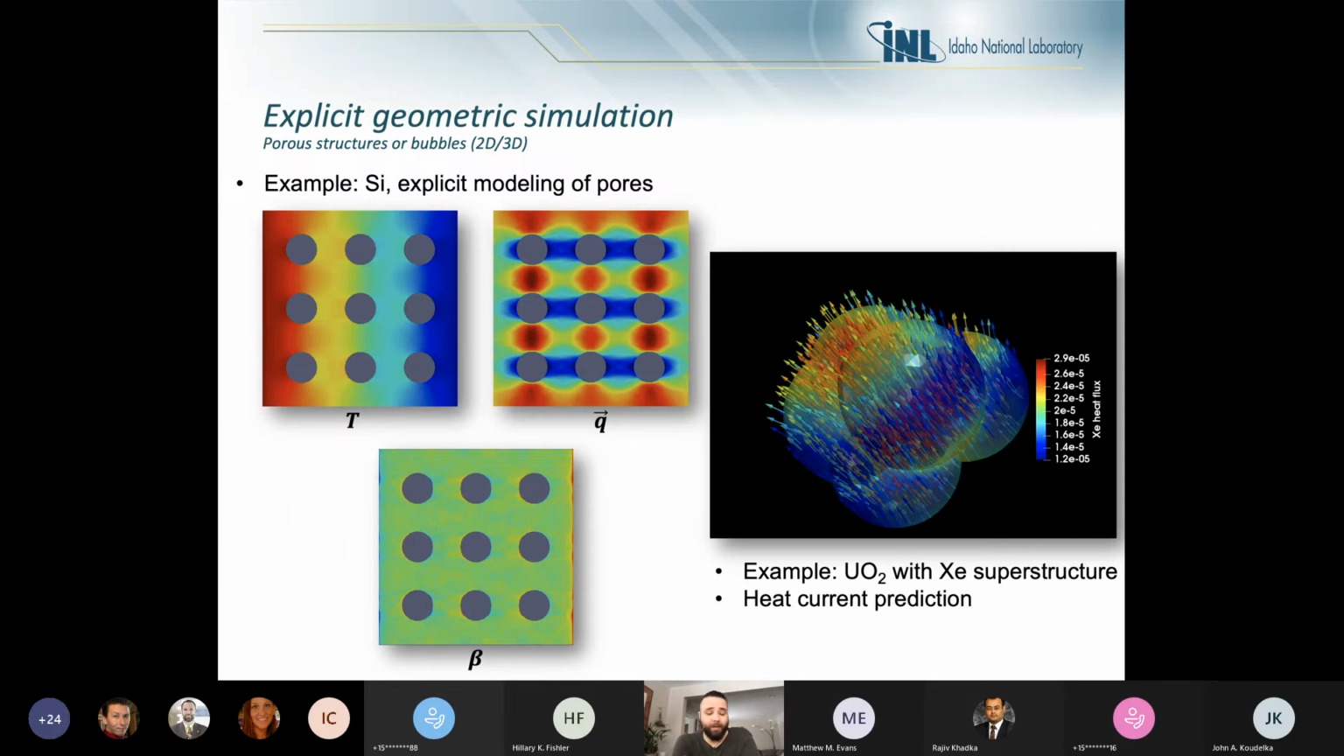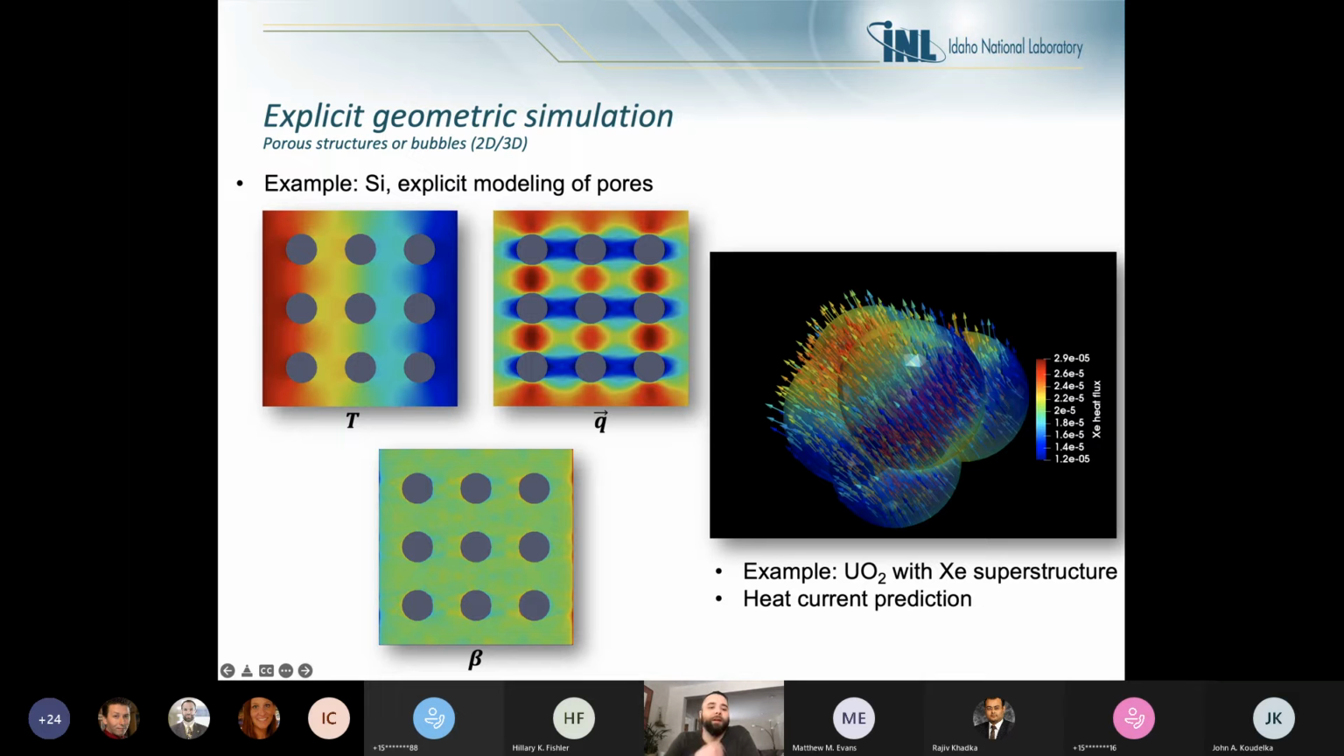We can also do things. One interesting thing that people try to do geometrically is actually just add pores to materials. We can simulate how heat moves through this, which is actually just silicon. We can simulate how heat moves through silicon.